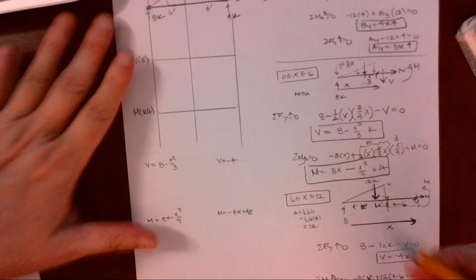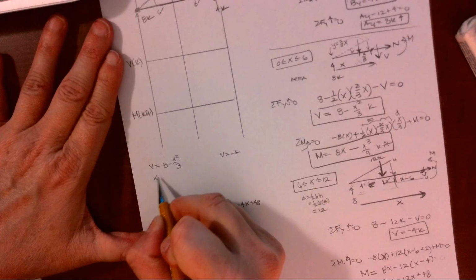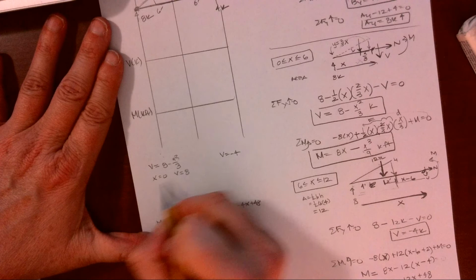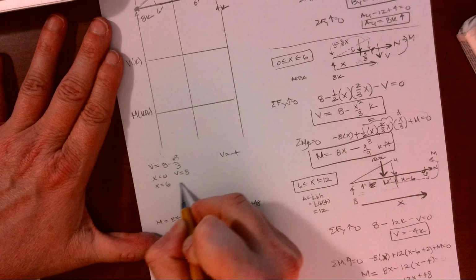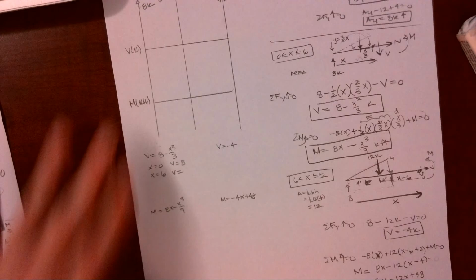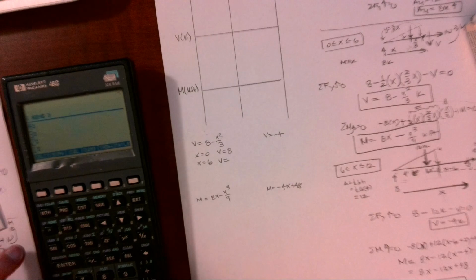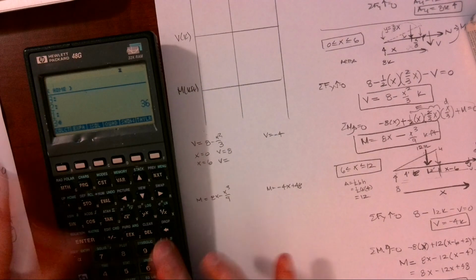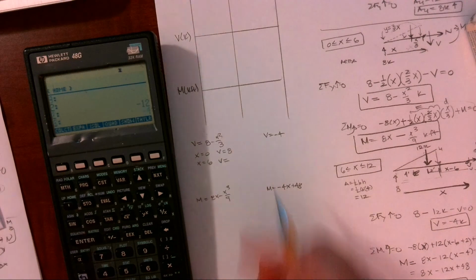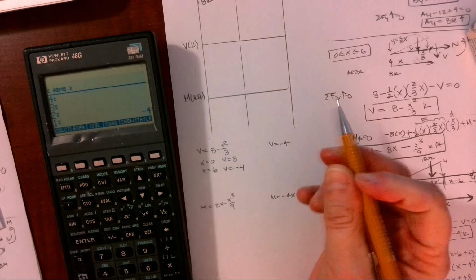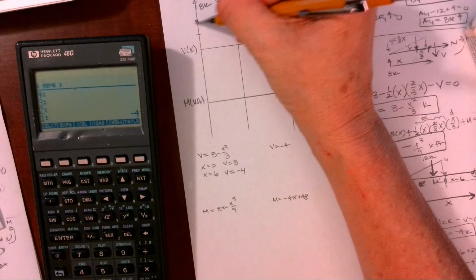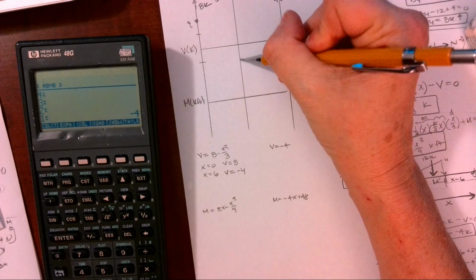When x equals 0, I get that my shear equals 8. When x equals 6, I get that my shear equals, let's look and see, 36 squared over 3, change the sign, add it to 8, and I get -4. So my shear goes from a positive 8 to a -4.